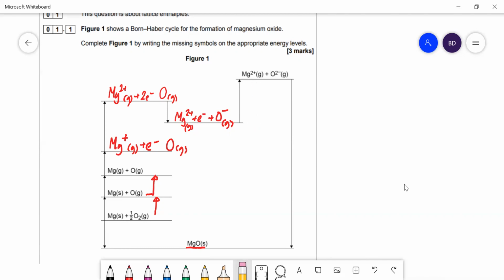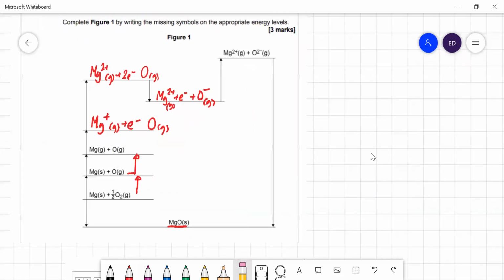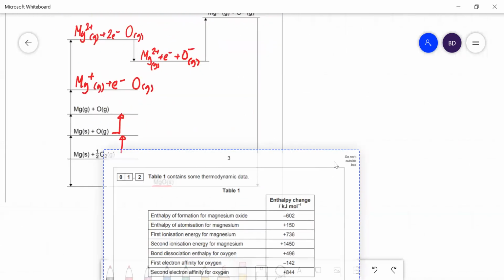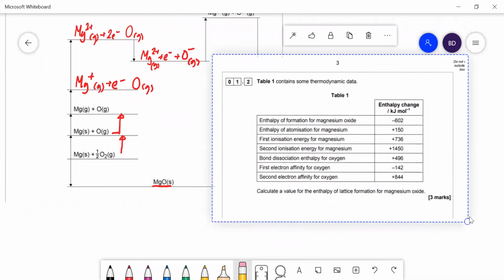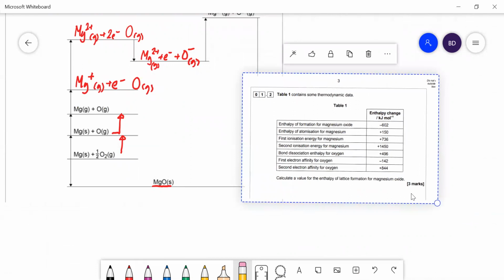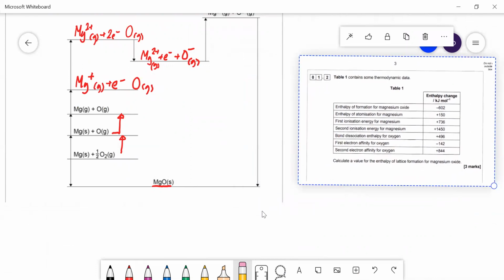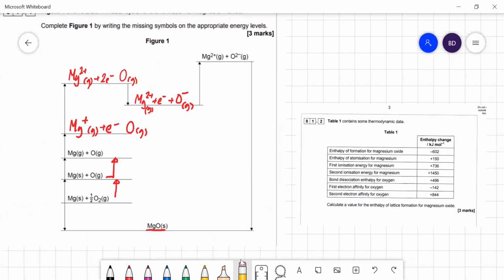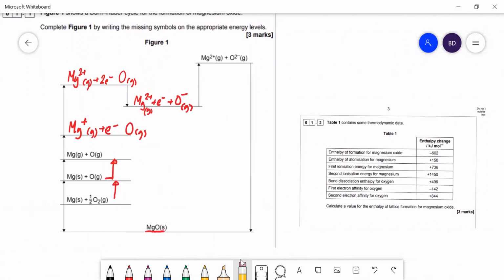The next bit of the question asks you to work out the lattice enthalpy. They give you the data, so I'll just grab this data up here and make it smaller. We've got to put our numbers onto the energy cycle, and it asks us to work out the lattice enthalpy of formation of magnesium oxide. That is when you get 1 mole of gaseous ions and they form 1 mole of ionic lattice. So that yellow arrow there is the lattice enthalpy of formation. That's what we've got to find out.